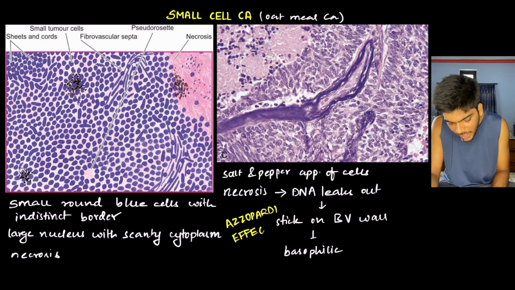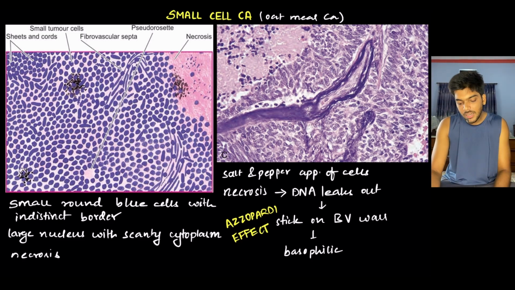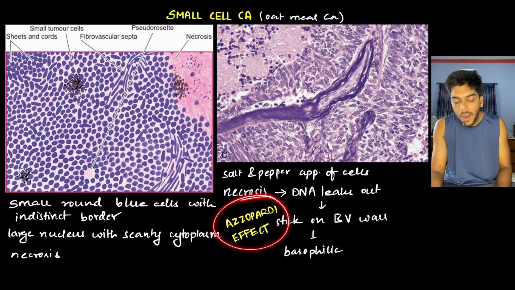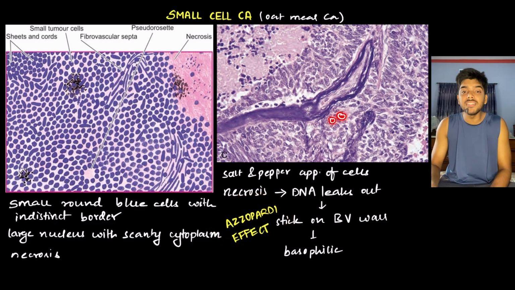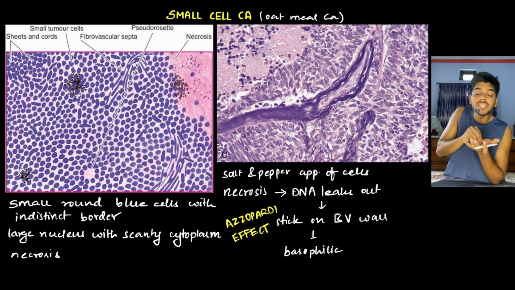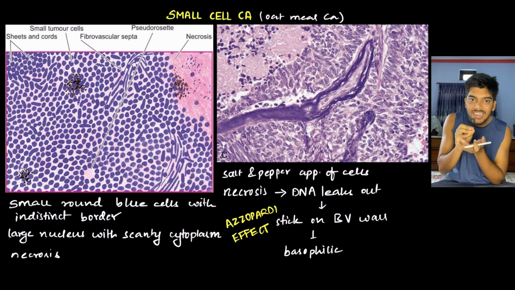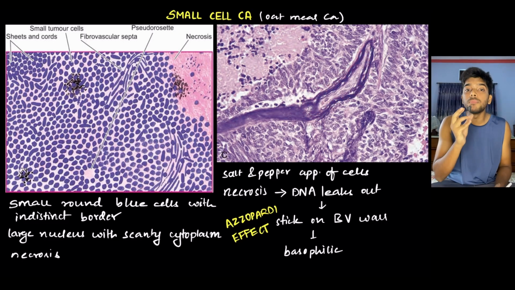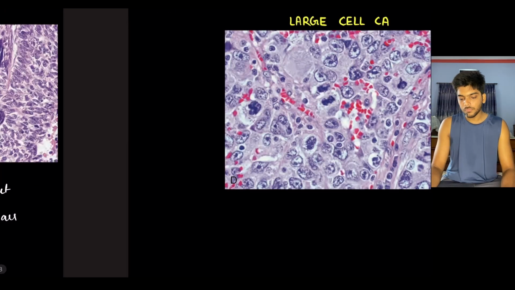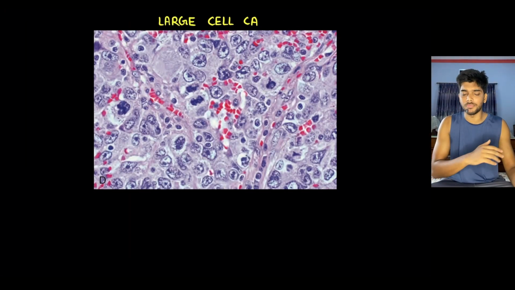So, a few important terminologies. Number one, salt and pepper appearance of individual tumor cell. Number two, oatmeal carcinoma referring to small cell carcinoma. Number three, Azopardi effect. What is Azopardi effect? Due to necrosis of these tumor cells, the DNA from inside the tumor cell leaks out. This leaked DNA goes and sticks on the wall of the blood vessel. As a result, the wall of the blood vessel appears blue or becomes basophilic. This is Azopardi effect.